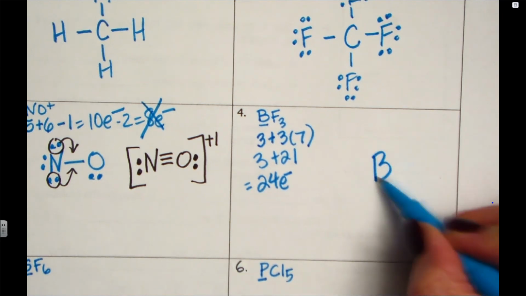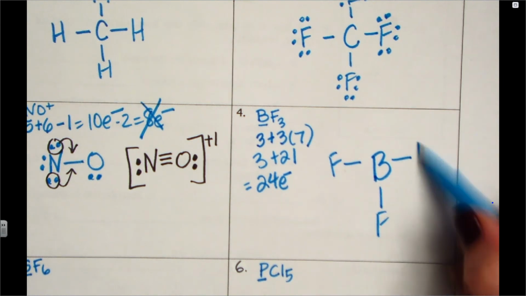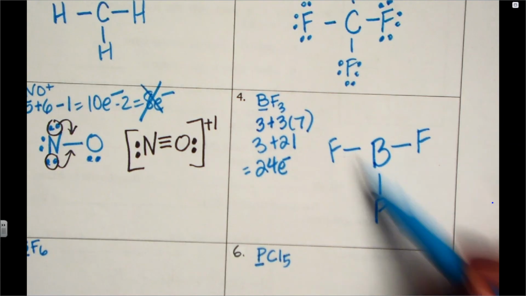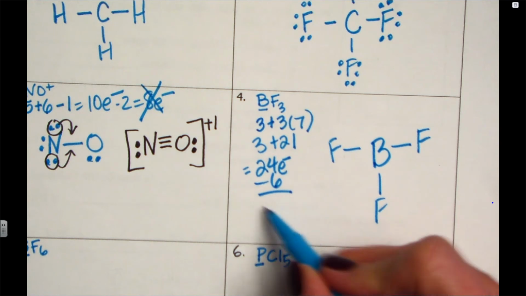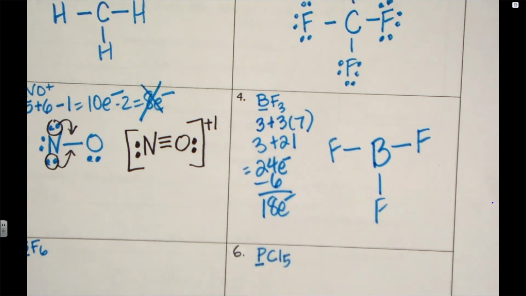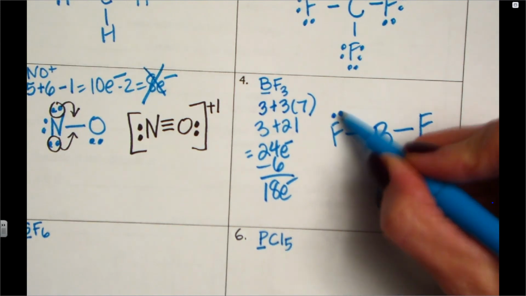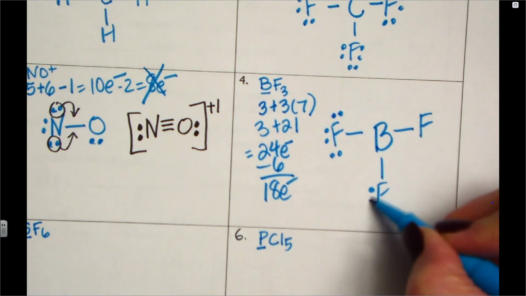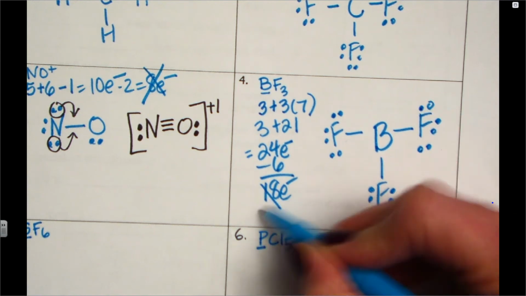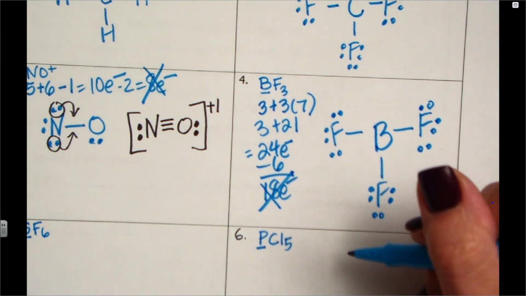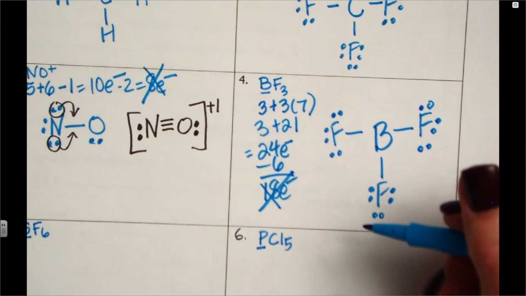So we're going to put our boron down, and we're going to place our 3 fluorines around the boron. Okay. So I've used 2, 4, 6 electrons, so subtract 6, and that's going to leave you with a total of 18 electrons. So we're going to place those electrons starting with your outer atoms first. So we've got 2, 4, 6, 8, 10, 12, 14, 16, 18. So you run out of electrons here, and you want to check to see if the octet rule has been satisfied for your elements. Now, remember something special about boron.